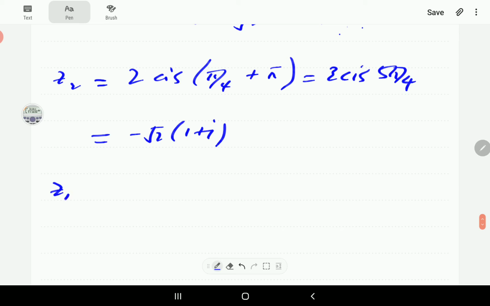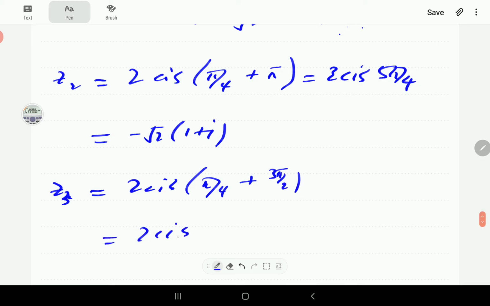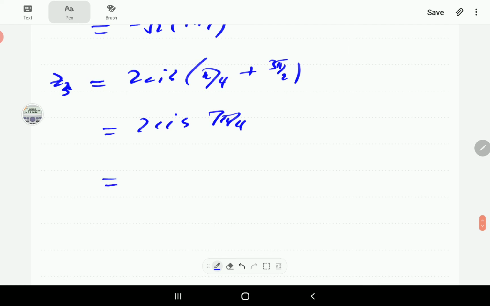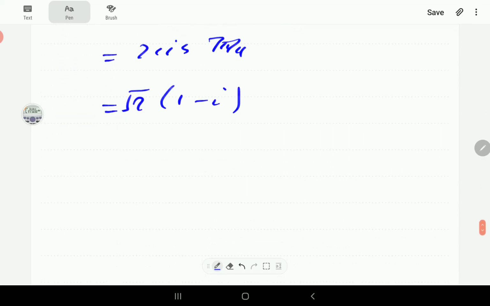And then finally, when k is 3, it's going to be 2 times cis pi over 4 plus 3 pi over 2. So this is going to be 2 times cis 7 pi over 4. And this time the cosine is going to be positive and the sine is going to be negative. So that's going to be the 4 roots.